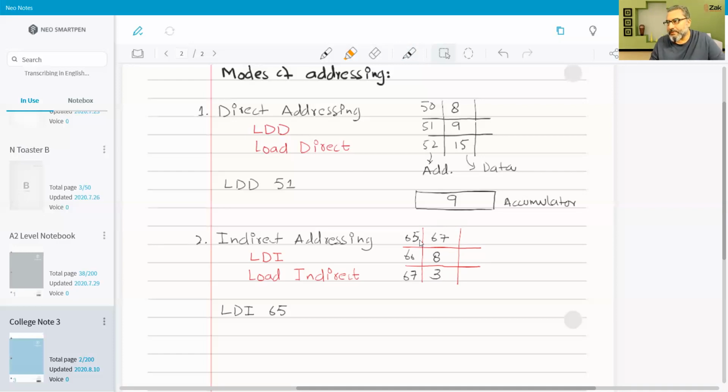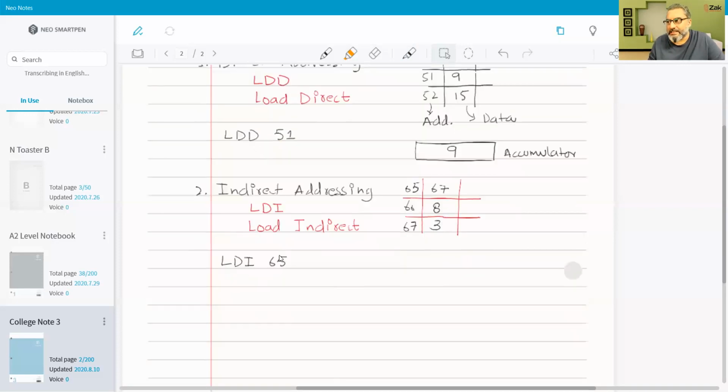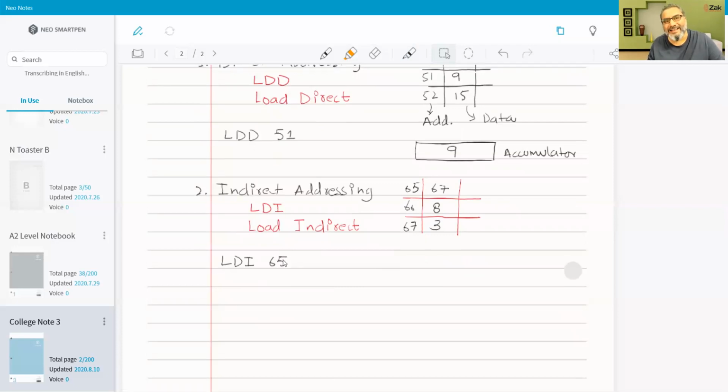So what is the difference between the direct and indirect? Direct, whatever the address that is there, the data is present at that address. So if it is LDD 51, go to 51, take the data, place it in the accumulator. Whereas in indirect addressing mode, the address that is given in the command is actually not the data's address, but it is the address of the data. This just goes one time. This doesn't go on and on. This is just one time.